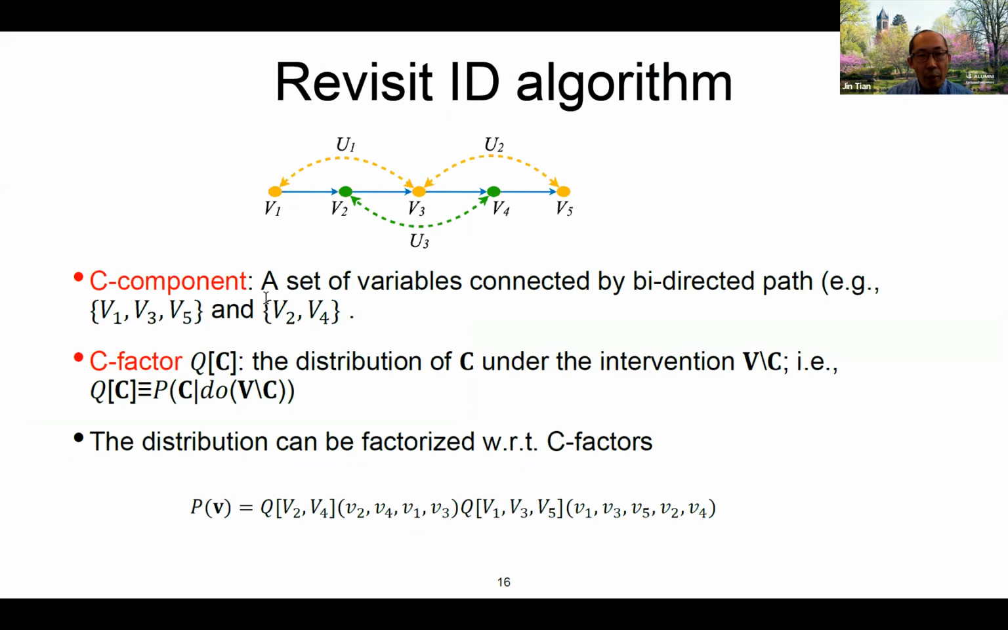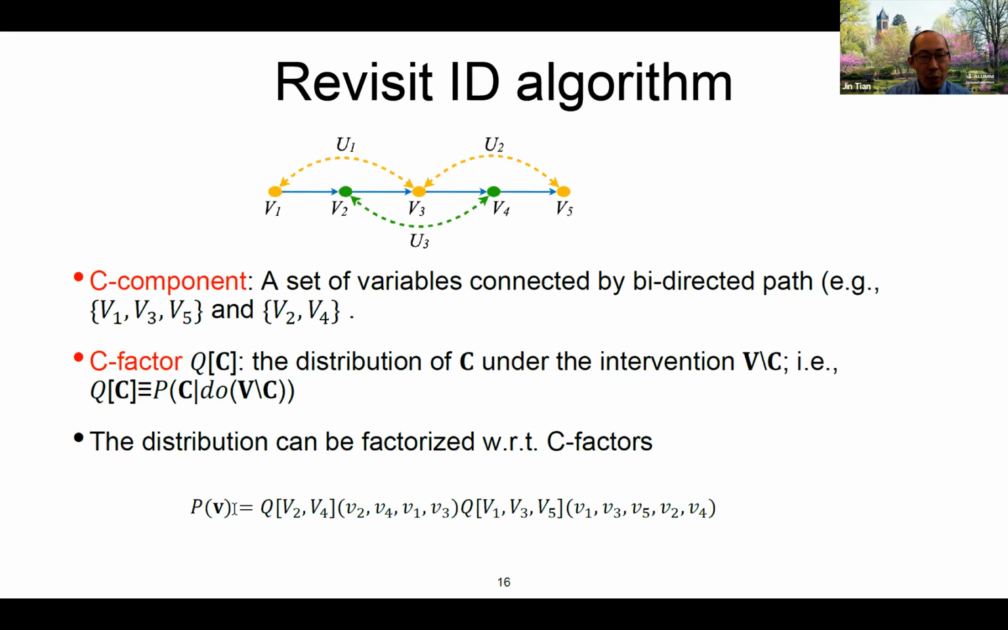A set of variables are in a C-component if they are connected by a bidirected path. For example, in this graph, we have V1, V3, V5 in one C-component, and V2, V4 in another C-component. And we have the concept of C-factor that's defined over C, Q_C. It represents the distribution of C under the intervention on all the other variables. So this is called a C-factor.